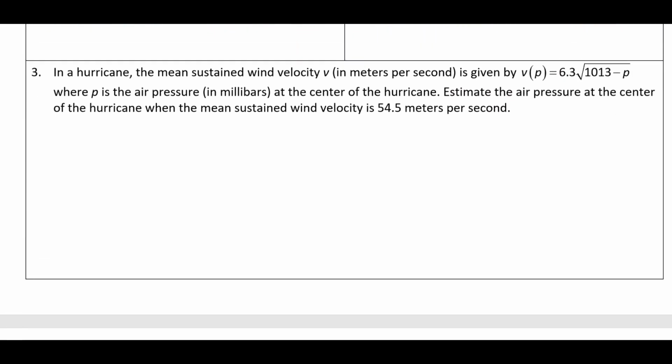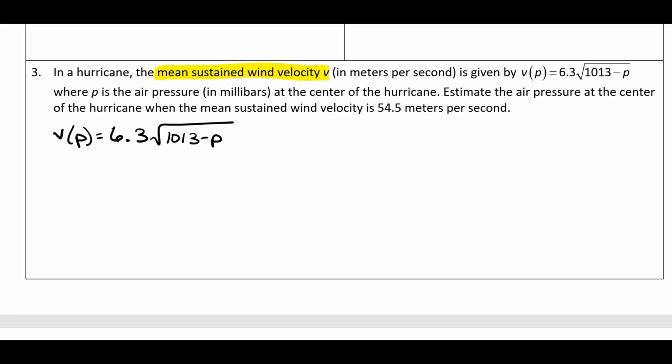So, in a hurricane, the mean sustained wind velocity v, okay, so the fact they tell us what v represents, v is the mean sustained wind velocity in meters per second, is given by a function. So as soon as I see a function, I'm writing that function down. So v of p equals 6.3 times the square root of 1013 minus p.